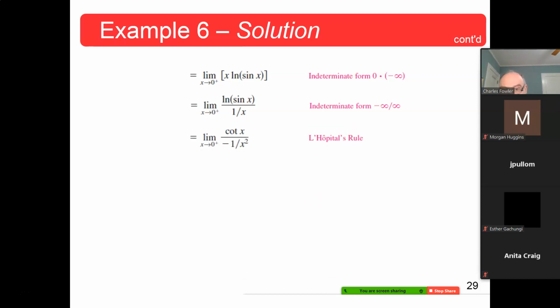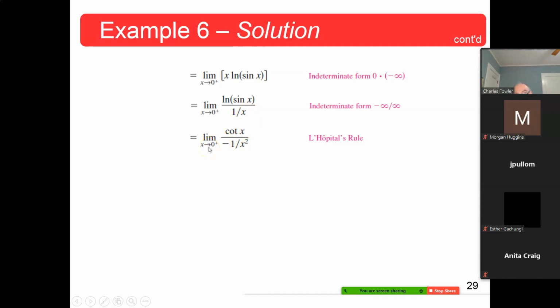Take L'Hopital's rule of this, take the derivative of the numerator, and they skip some steps here. That's 1 over sine times the derivative of sine. Well, derivative of sine is cosine, and cosine over sine is indeed cotangent. Or 1 over tangent, you could have said, but you didn't know you were going that way. Whereas the derivative of 1 over x, which is x to the minus 1, the derivative of that would be minus 1 times x to the minus 2, which gives you negative 1 over x squared.